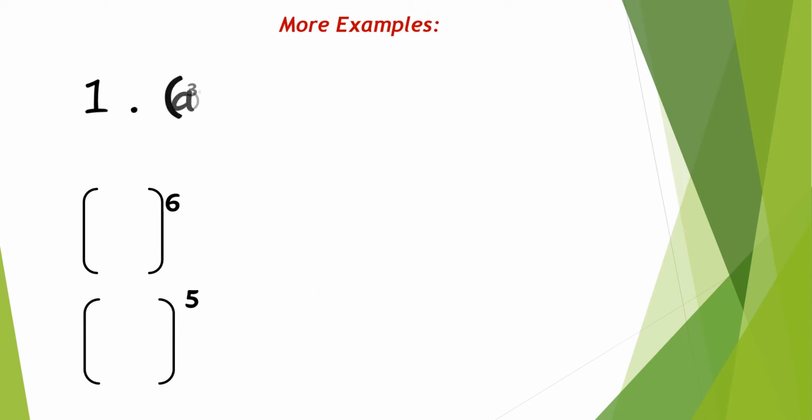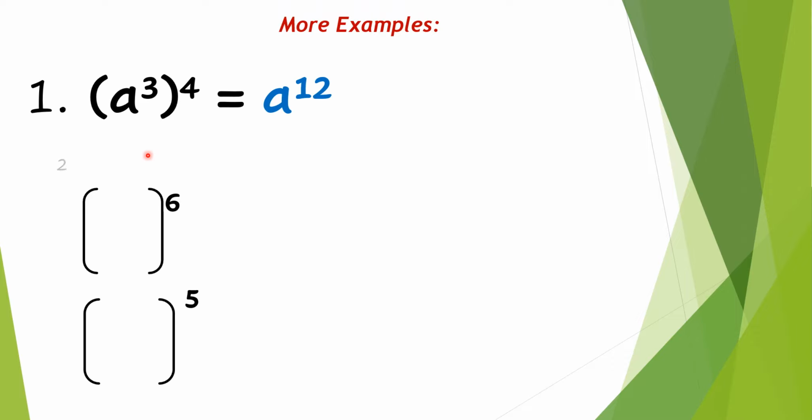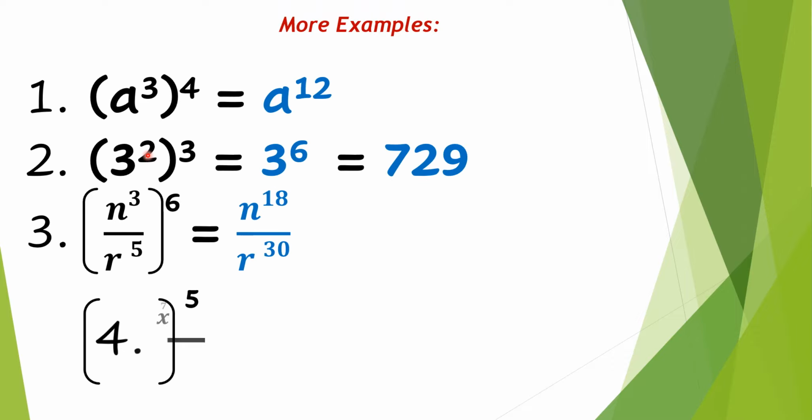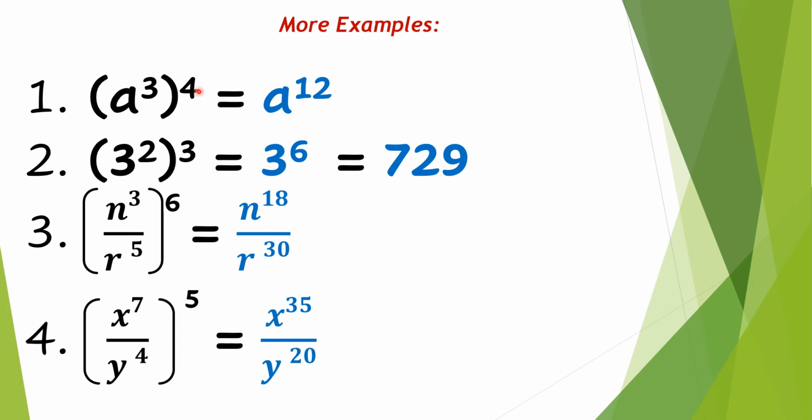Okay, more examples. Number 1, the quantity A raised to 3 raised to 4 is equal to A, 3 times 4 is 12, kaya A raised to 12. Ganun lang. Number 2, the quantity 3 square raised to 3. Okay, so ang base natin dito is a number. So, copy 3 and then multiply yung dalawang exponent. 2 times 3 is 6. So, we have here 3 raised to 6.